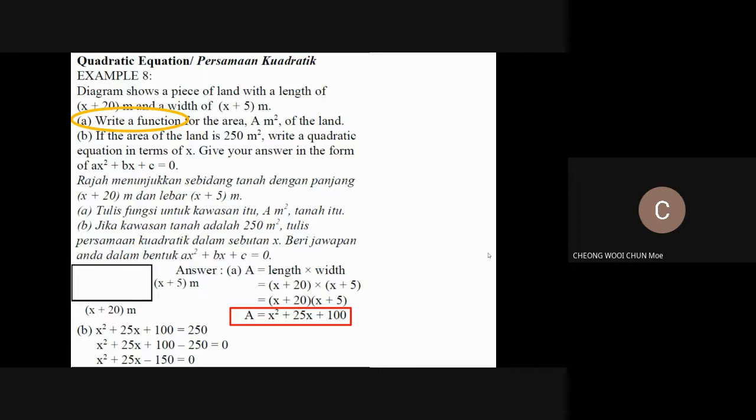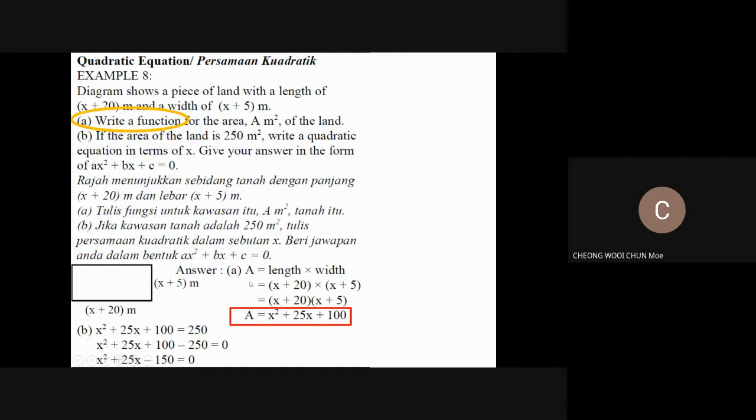So we look at quadratic equations. The diagram shows a piece of land. This is the piece of land. The length is x plus 20 meters, and the width is x plus 5 meters. Write a function for the area A of the land. To get the area of the rectangle, it must be length times width. The length x plus 20 times the width x plus 5.